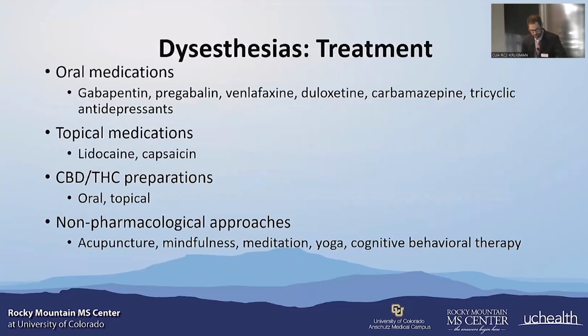We do have, again, a variety of different treatment options, including what you see listed here: gabapentin, pregabalin, venlafaxine, duloxetine being go-to for me. And there's also topical medications. We have, in addition, and I'll mention this briefly at the end, CBD and THC preparations, which come in different flavors like oral or topical. And then the non-pharmacological approaches like Dr. Corboyle mentioned, including hopefully acupuncture, mindfulness, meditation.